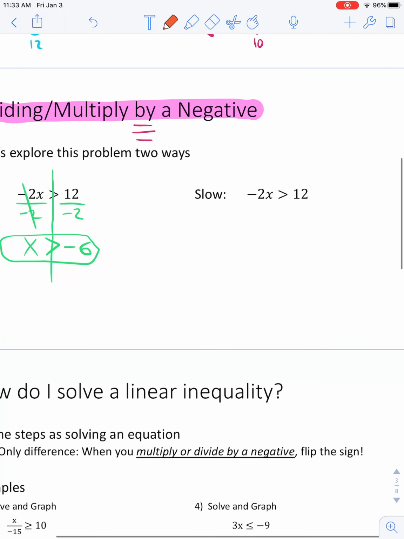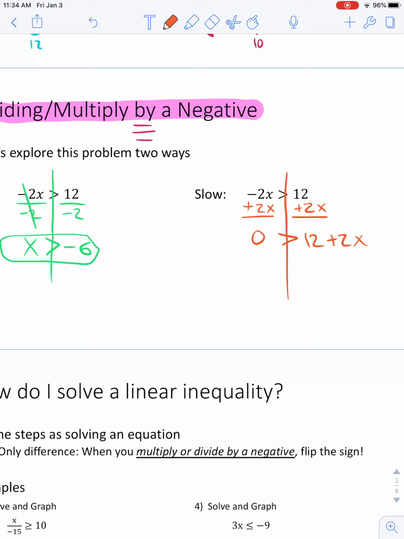Okay, I am going to do something weird here. I'm going to move over that negative 2x to the right side. So I'm going to add 2x. Bear with me. It's a legal move, okay, to move the 2x. So I'm going to have 0 is greater than 12 plus 2x. Now I'm going to get rid of that 12 by subtracting 12. It's a weird move that we're doing, but just watch. Okay, I'm going to subtract 12 from both sides. Okay, so I'm going to get negative 12 is greater than positive 2x.